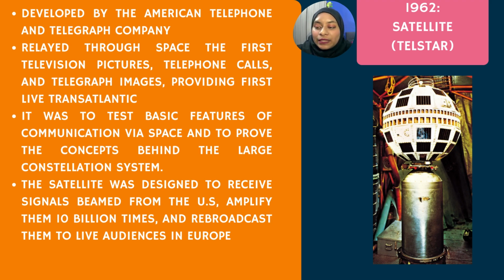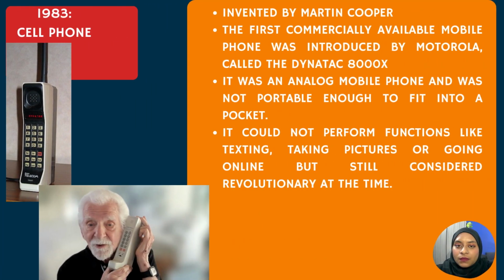Satellite Telstar, the first satellite, was developed by the American Telephone and Telegraph Company in the year 1962. It relayed through space the first television pictures, telephone calls and telegraph images, providing the first live transatlantic broadcast. It was to test basic features of communication via space and to prove the concepts behind the large constellation system. The satellite was designed to receive signals beamed from the US, amplify them 10 billion times and rebroadcast them to a live audience in Europe.